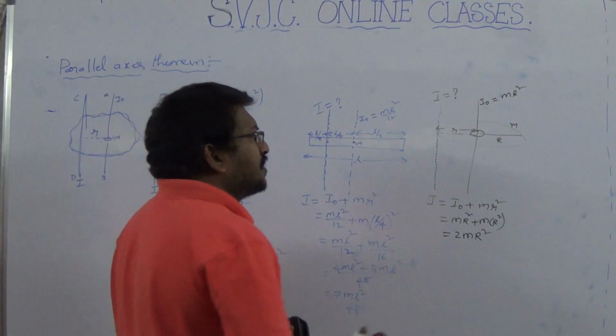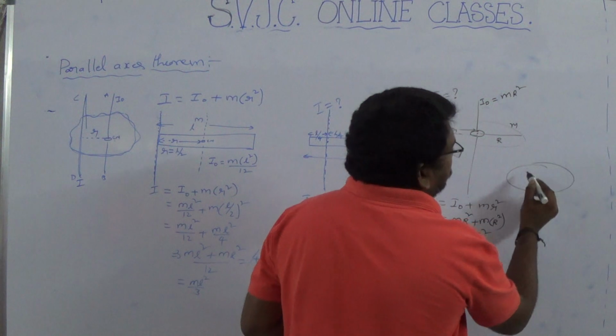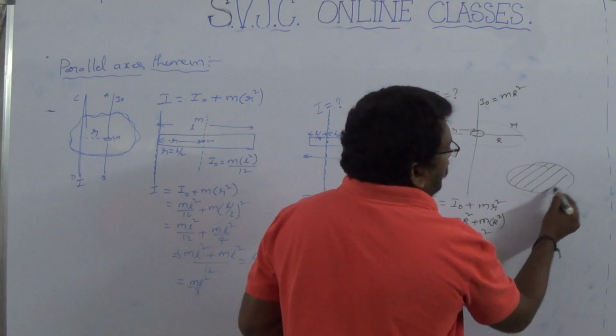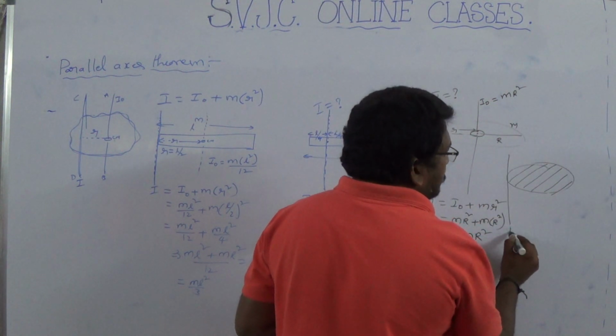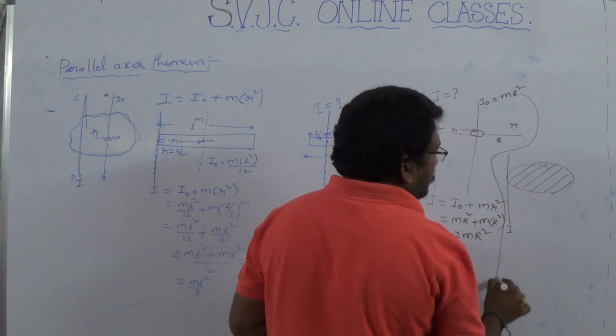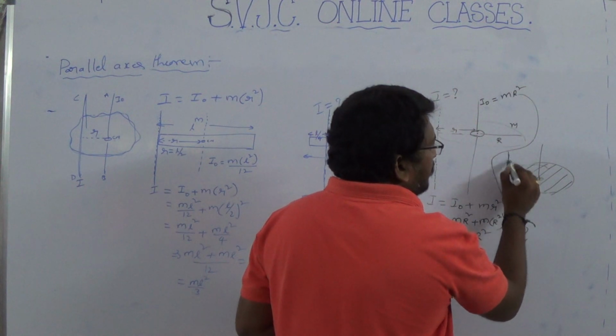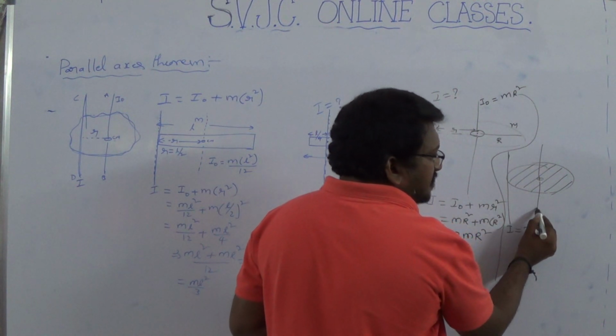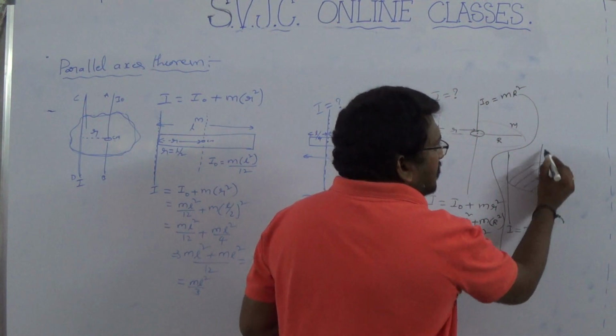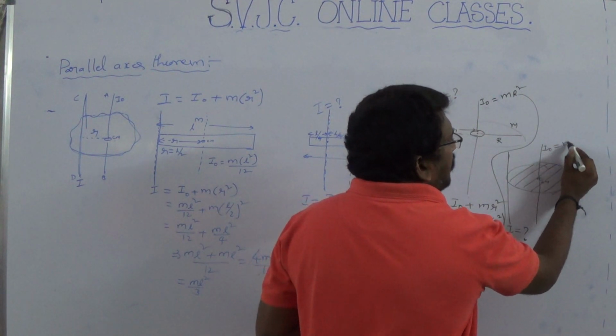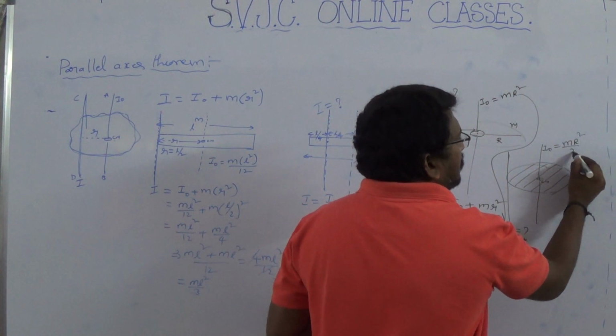The same way, when you consider the disk with respect to this axis, we know the basic formula. The moment of inertia of the disk with respect to the axis passing through center of mass is I naught, that equals m r square by 2.